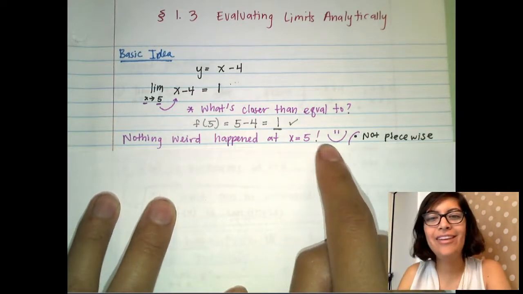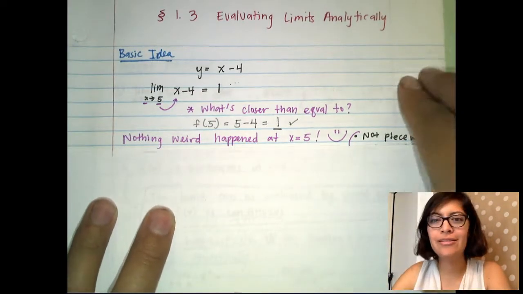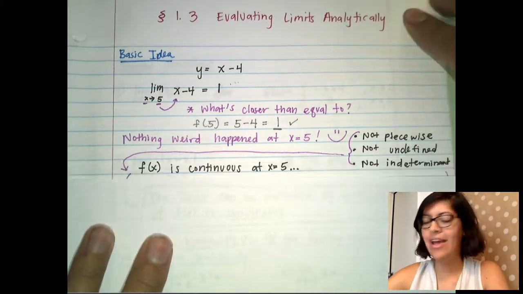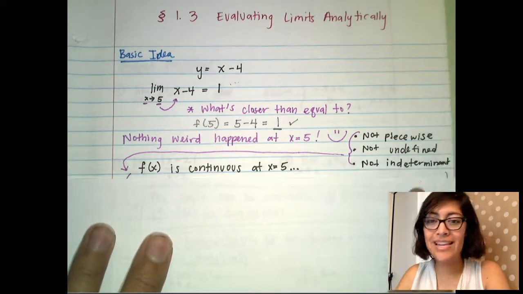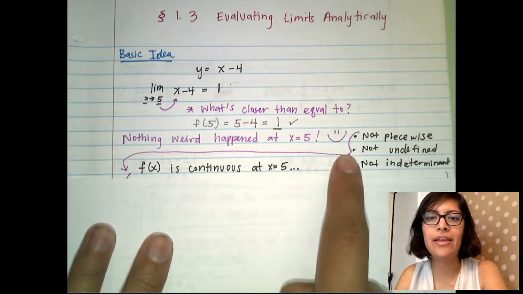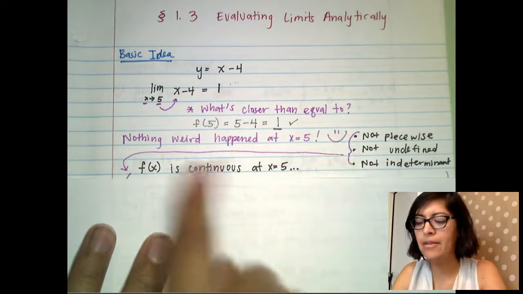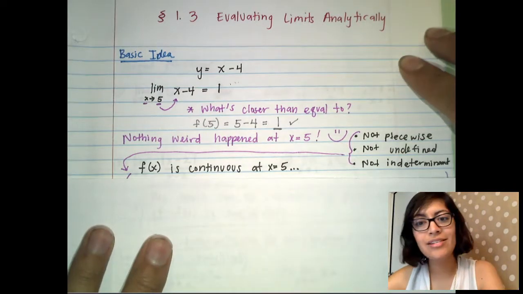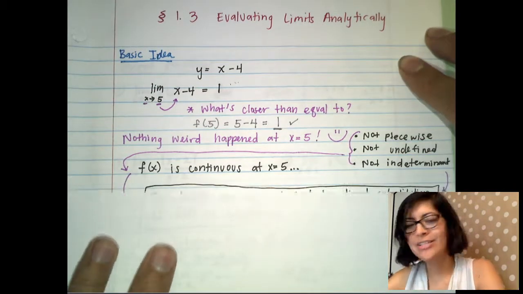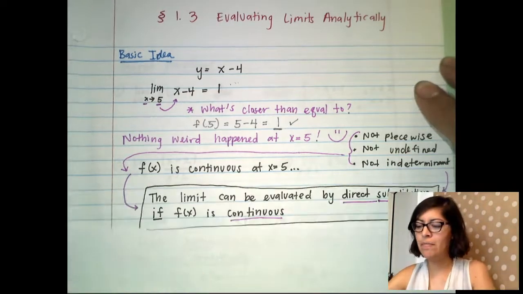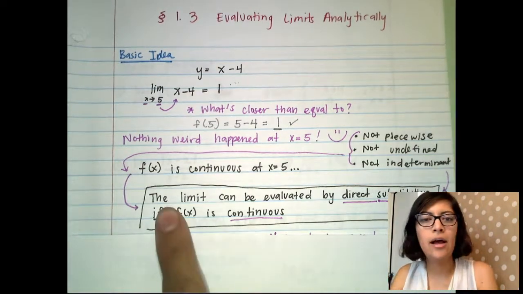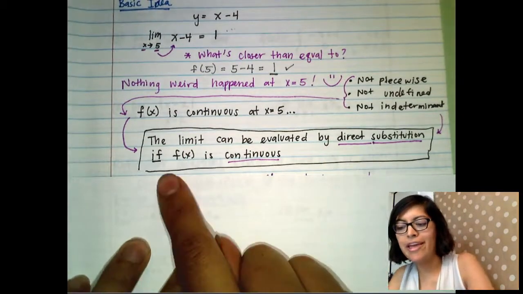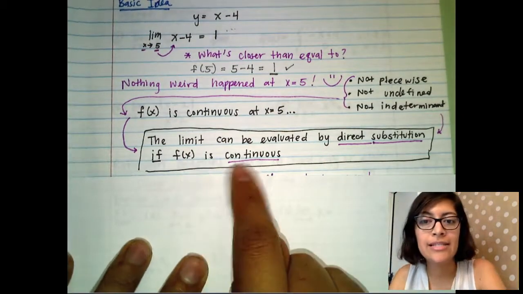So big happy face. There's no piecewise. It's not undefined. And it's not indeterminate. Meaning, if none of these three things happen, then that means that f of x is continuous at 5. So we have f of x is continuous at 5, which tells us that the limit can be evaluated by direct substitution if f of x is continuous.